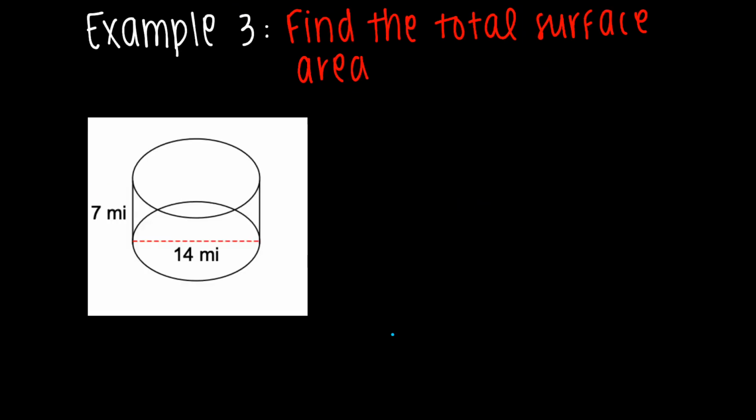Alright, so example 3, I ask you to find the total surface area, and you're like, okay, cool, I only have to find one thing. But remember, in the total surface area formula, the lateral formula is already there. If you want to find that first, you can, or you can just plug in the information to the total surface area, which is what I'm going to do here. So remember, our formula is 2 pi r squared plus 2 pi r h.